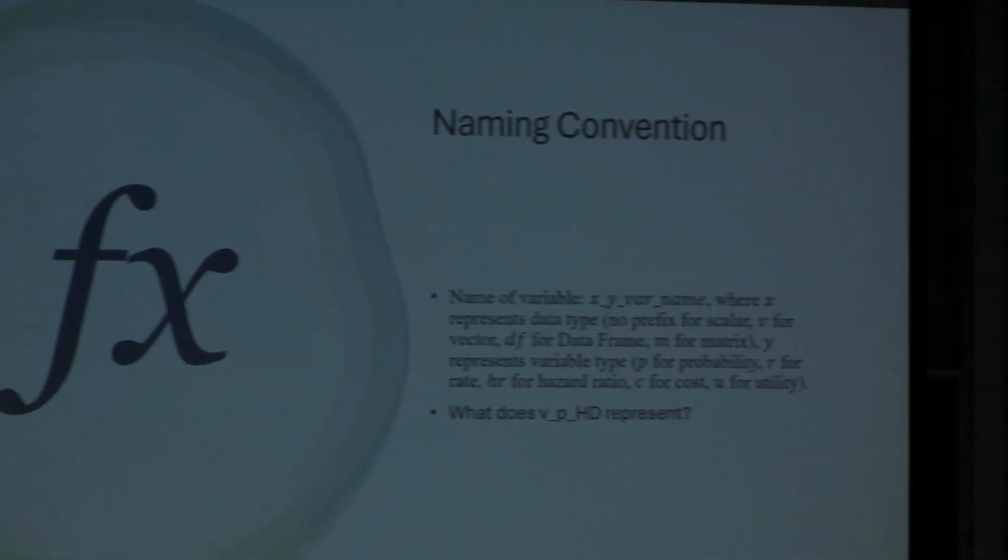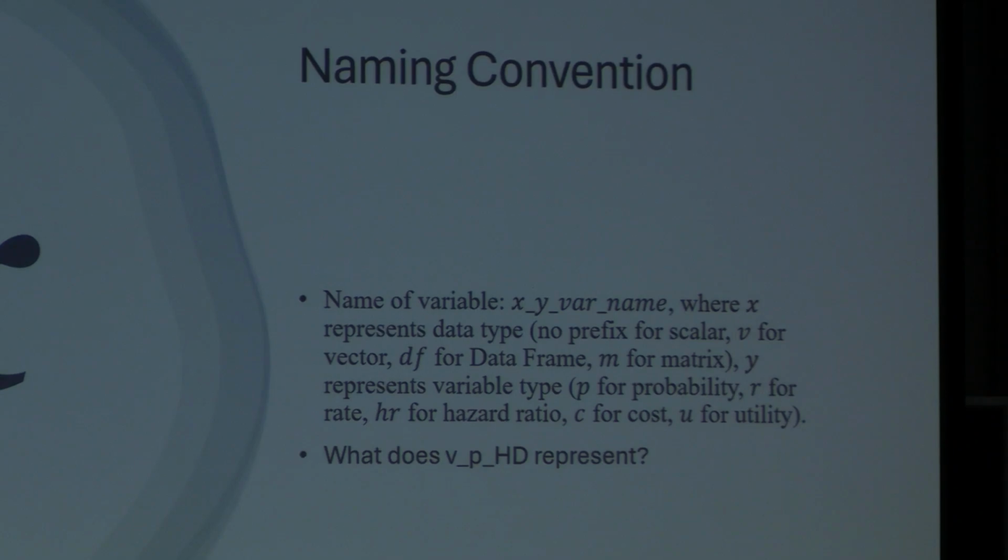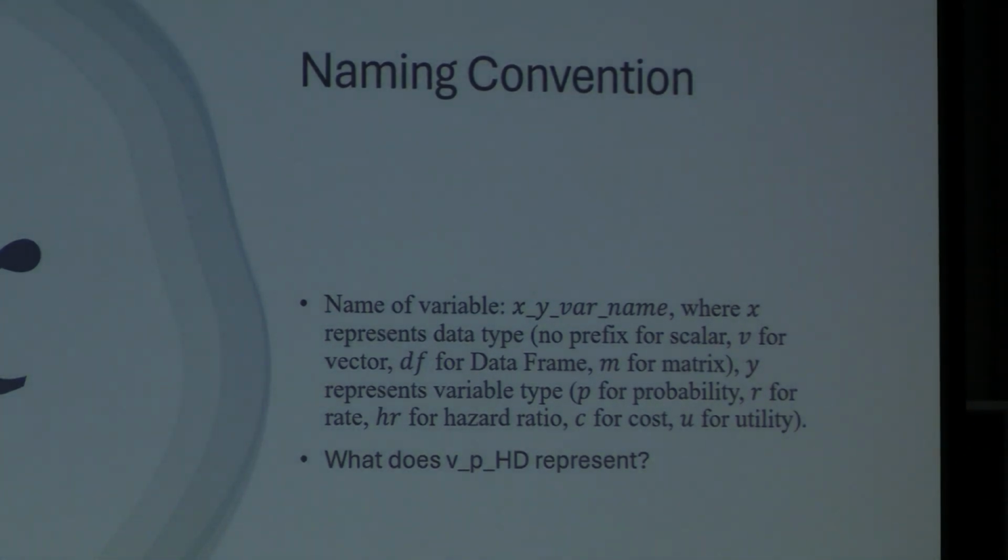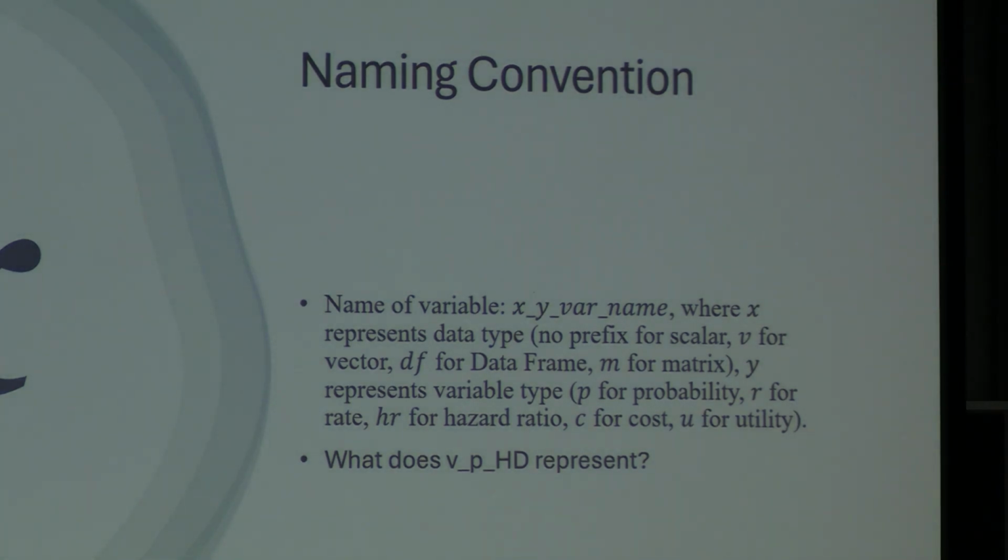And for the naming convention, by the convention from the DARTH group, the first letter represents the data type. It can be no prefix for scalar, V for vector, DF for data frame, and M for matrix. And the second letter represents the variable type, so P for probability, R for rate, HR for hazard ratio, C for cost, and U for utility, or in this case, utility represents quality of life.